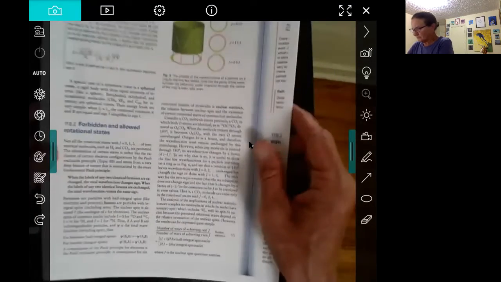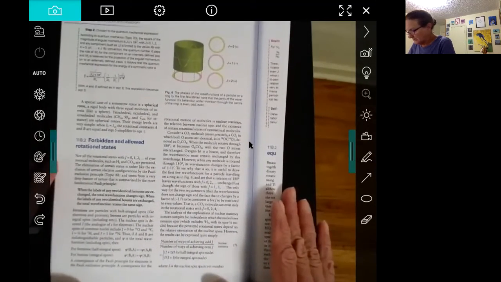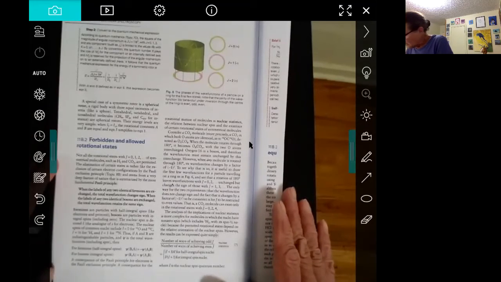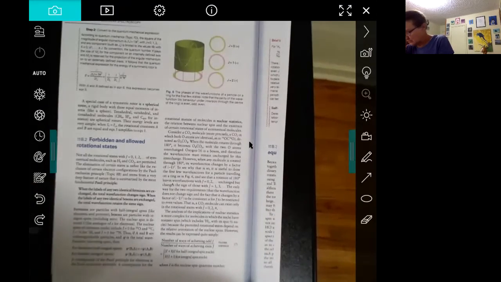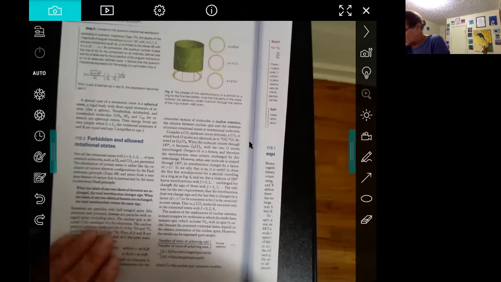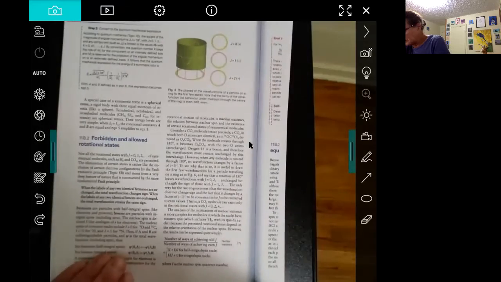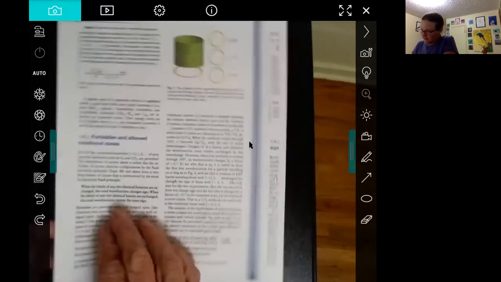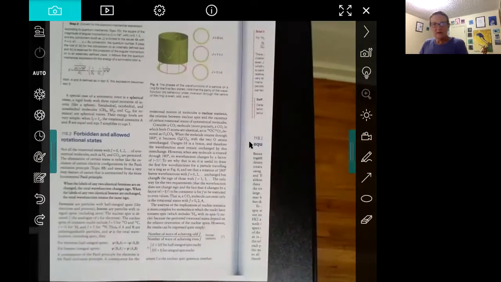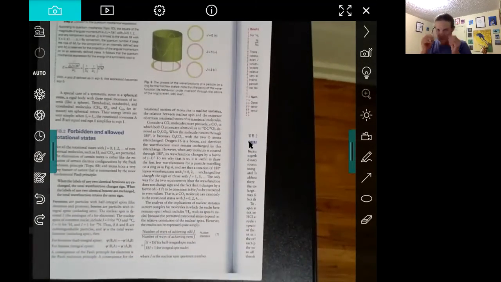So now we want to talk a little bit about the selection rules. So forbidden and allowed transitions. So on this part, I don't think it already gave us the selection rule. No. So this part talks about something that's way over our heads right now, but it's an important concept.